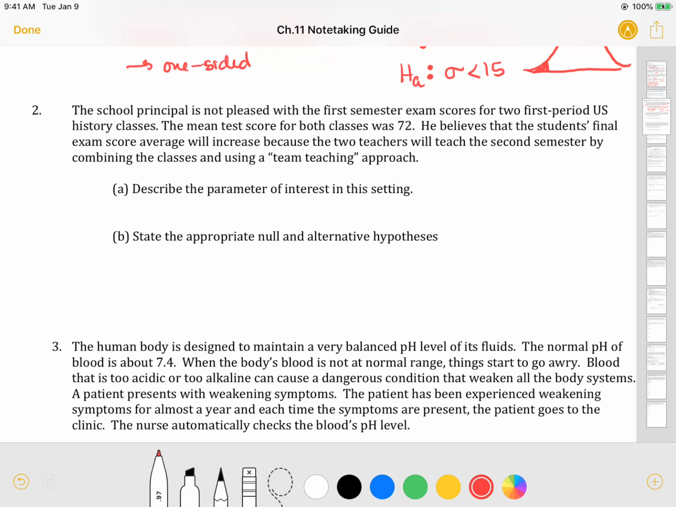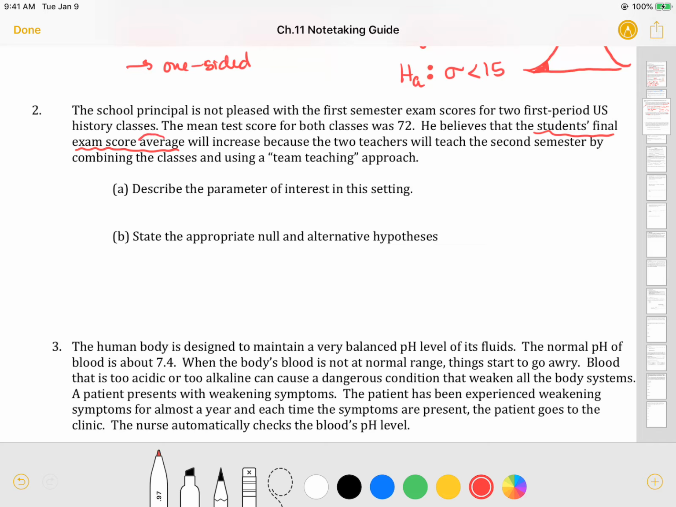It says the school principal is not pleased with the first semester exam scores for 2 first period U.S. history classes. The mean test score for both classes was 72. He believes that the students' final exam score average will increase because the 2 teachers will teach the second semester by combining the classes and using a team teaching approach. Okay? So we're going to describe the parameter.